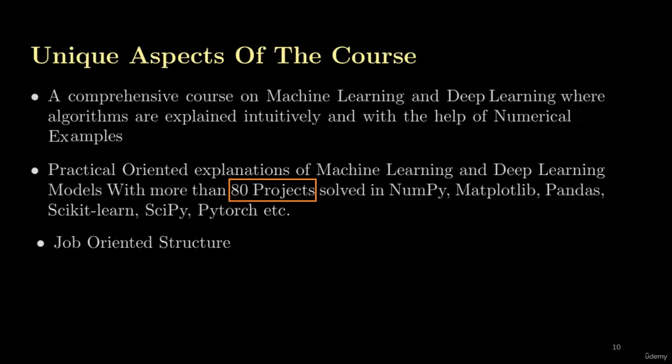Now let's discuss what the unique aspects of the course are. Basically, this is a comprehensive course on machine learning and deep learning, where algorithms will be explained intuitively and with the help of numerical examples. So students, in this course, I will explain everything from scratch. I will explain the difficult concepts with the help of intuitive examples and numerical examples, so that you can understand them clearly and easily.